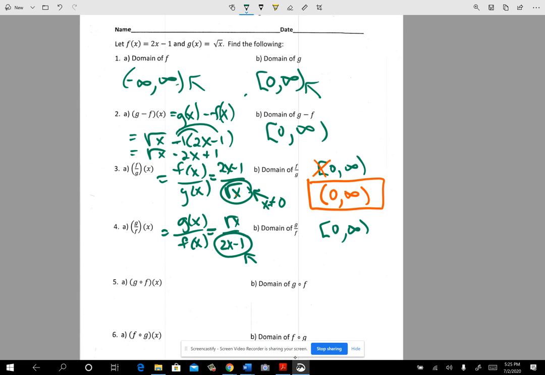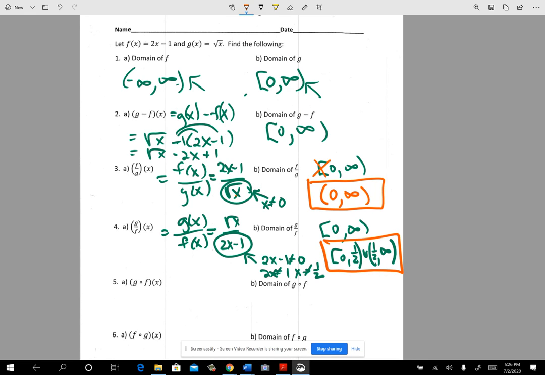On this one, we know 2x minus 1 better not be 0. So 2x better not be 1, which means x can't be a half. So that means my domain for g over f is going to be everything from 0 to infinity except 1 half. Okay? So I'm going to go from 0 to a half, go to the other side of a half, keep going, and then just union those. That would be my answer.